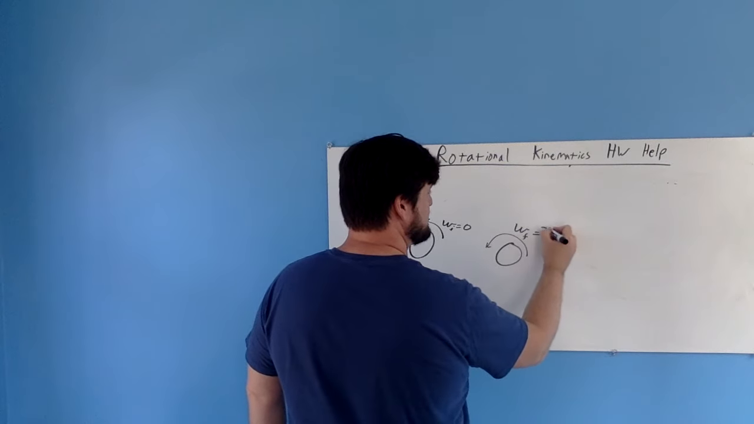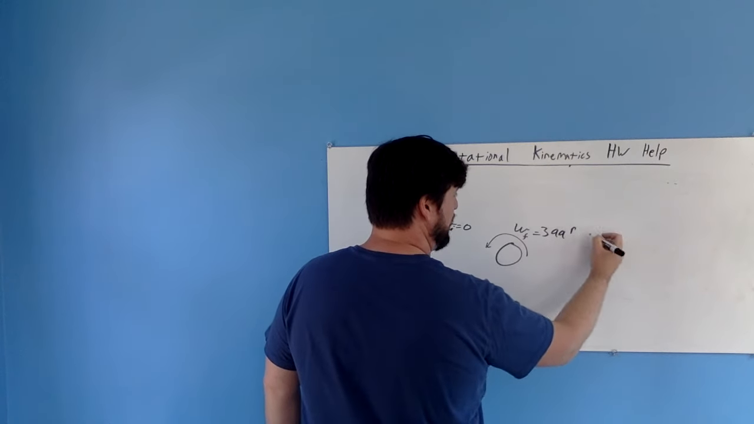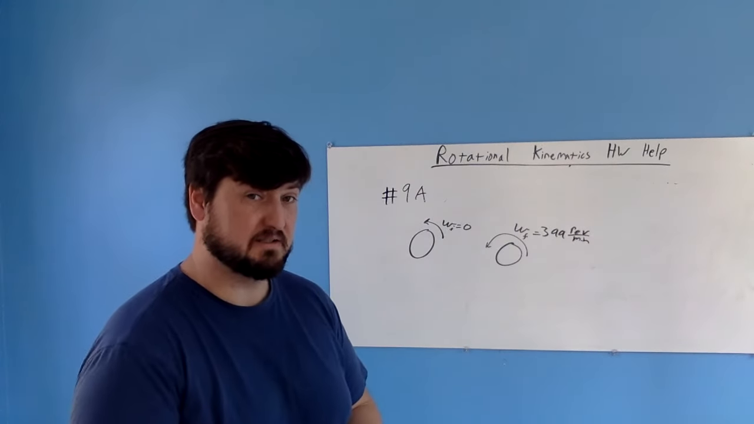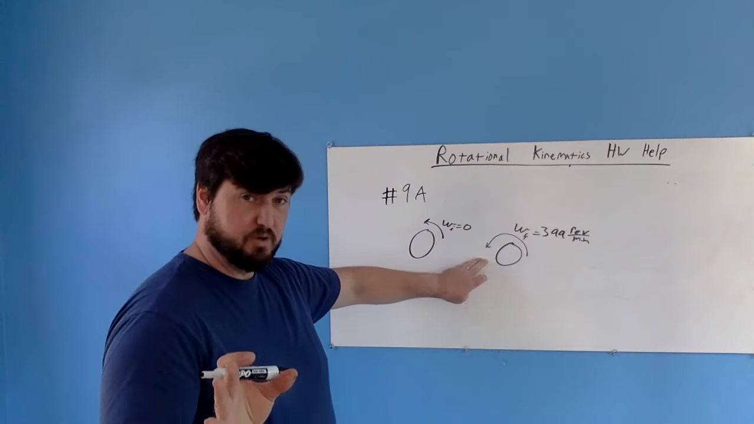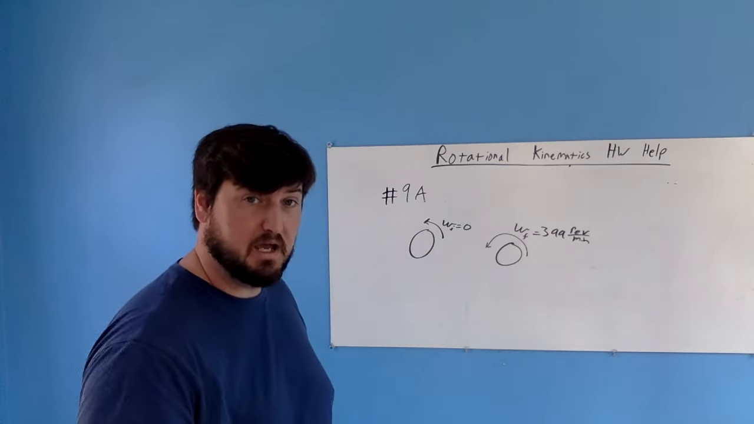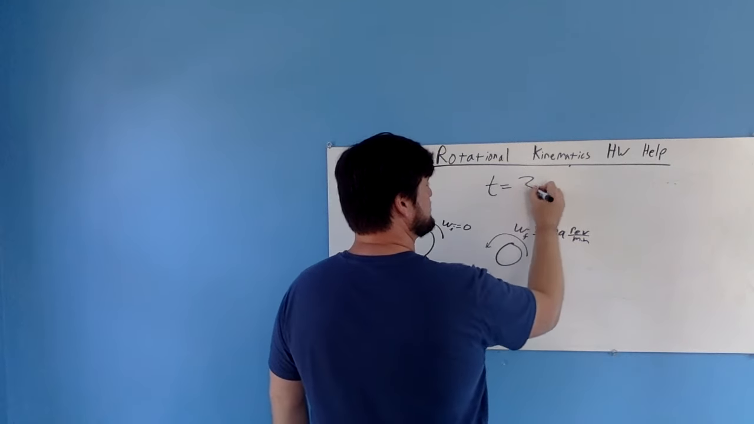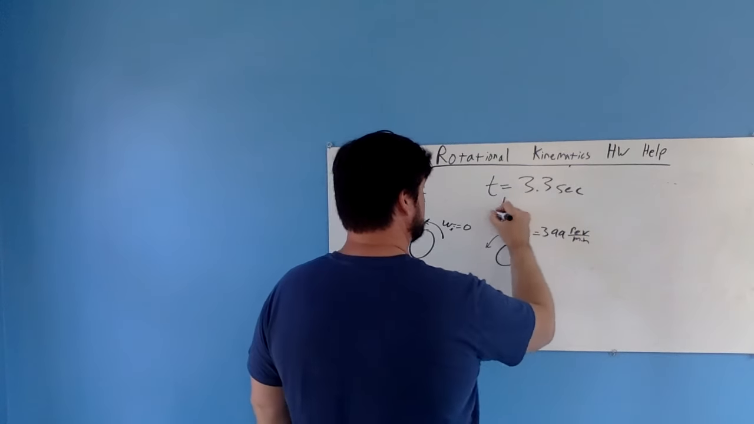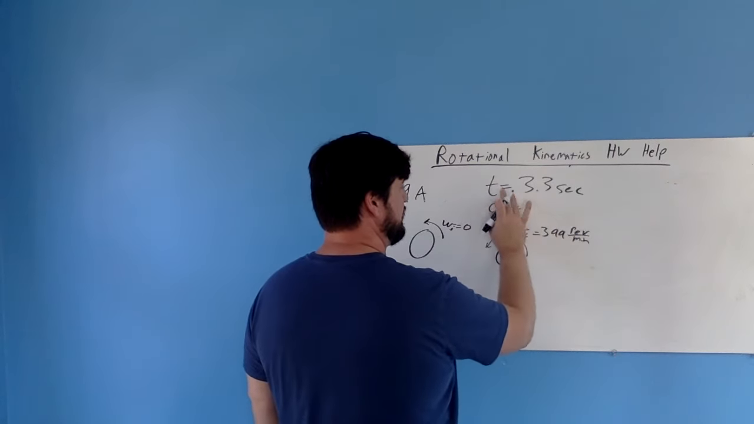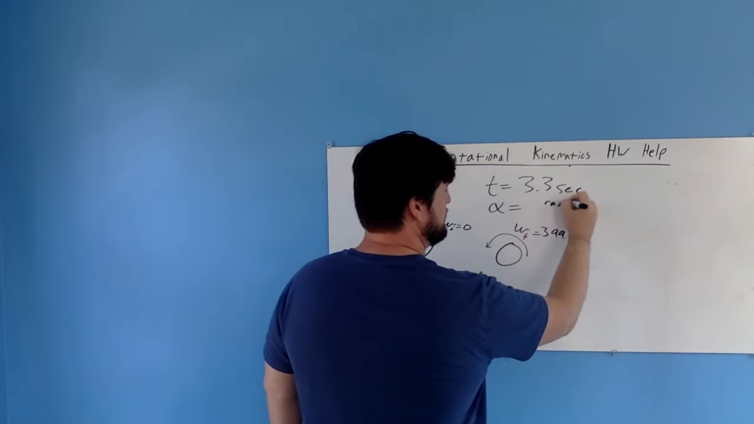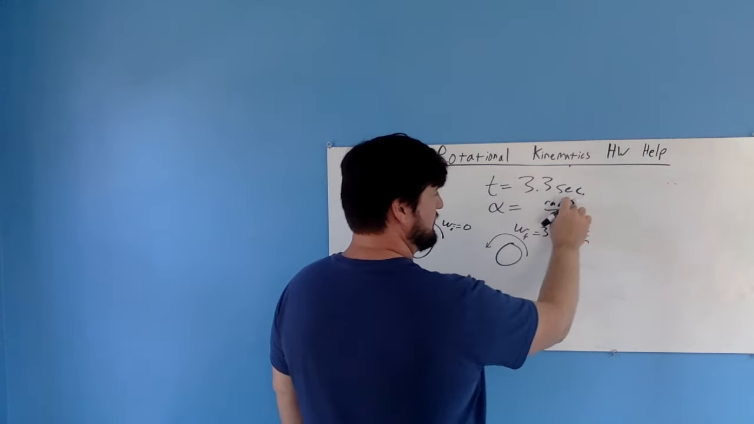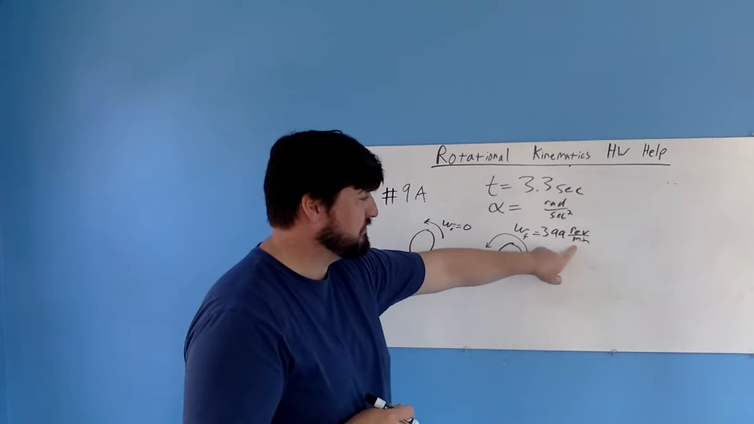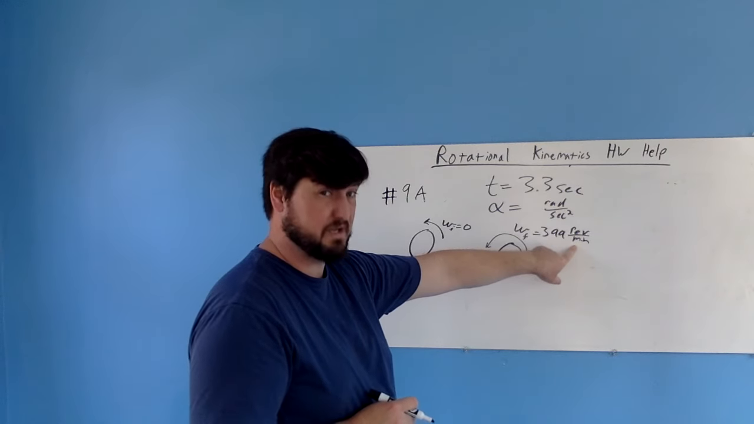My omega final is 399, and this is important. RPM means revolutions per minute. That's not our standard unit, is it? So we're going to hold on to that for a moment. We also know our time, which is 3.3 seconds. What we want to find is our alpha, our angular acceleration, and our units are going to be radians per second squared. We have revolutions per minute here, so we have to get that to radians per second to start out with.